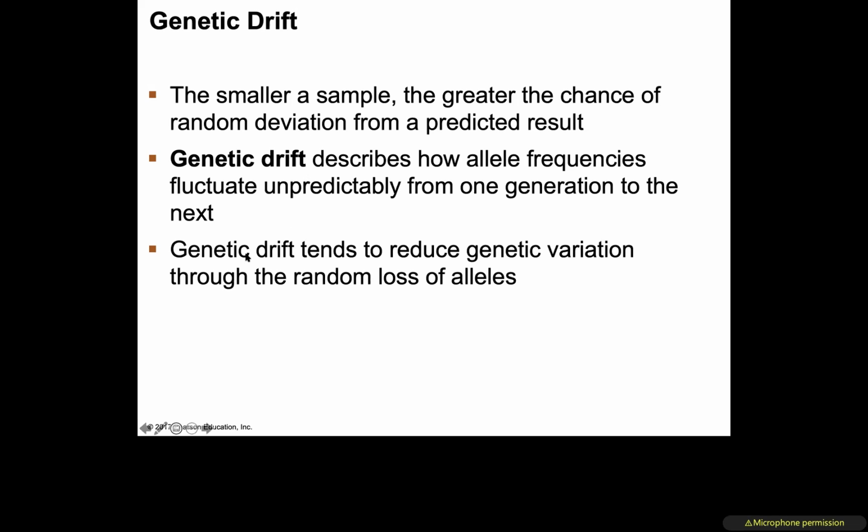So your genetic drift tends to reduce genetic variation because, like I just told you, you get a loss of alleles, a random loss of alleles. The blondes were lost out of the population. But if you have a really big population, we could still keep those recessive blonde genes, even if they're not being expressed.